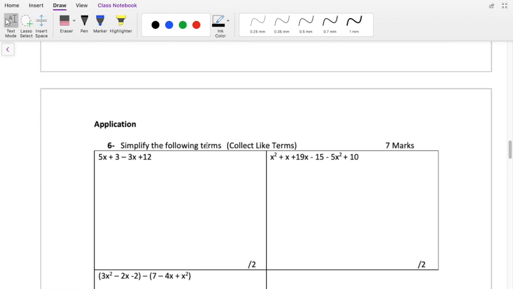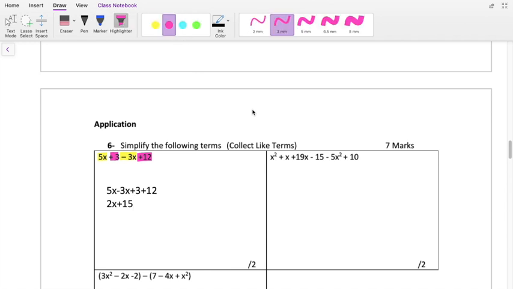So simplify the following. First thing I have to do is identify my like terms. So in this case, these are like terms, and these here are like terms. So if I want to rewrite it, I'm going to group my like terms together. So I have 5x minus 3x plus 3 plus 12. So that's going to equal 2x plus 15 is my answer there.